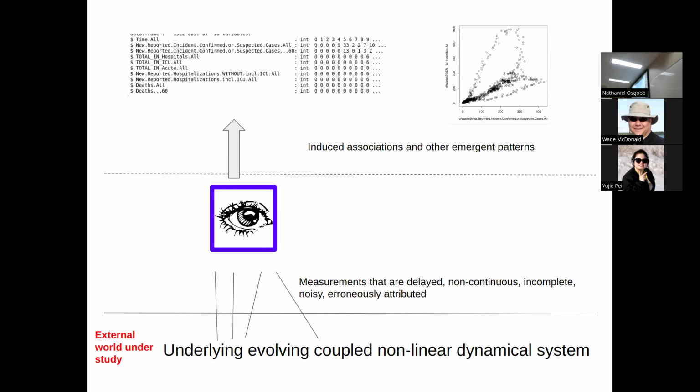But it turns out, and this is the more remarkable thing, that even one piece of data, a time series on one piece of data, can allow us to reconstruct that state space. One piece of data.